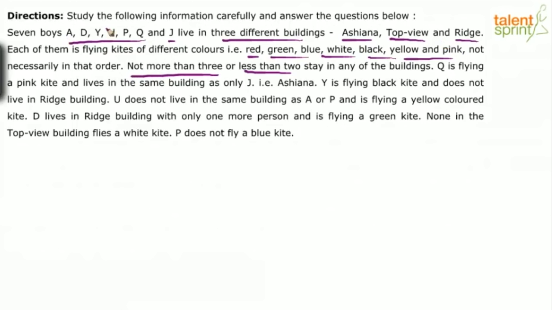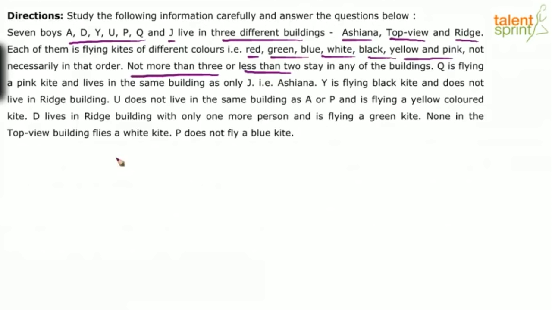So obviously there are 7 boys, and when you say minimum 2, when 2 are allotted to each of these buildings, 2 into 3, 6 boys are already distributed. 1 boy will go to one of the 3 buildings. So it is clear that one of these buildings will have 3 boys and the other 2 will have 2 boys each, right? Because not more than 3 and not less than 2 should stay in any one of the buildings.